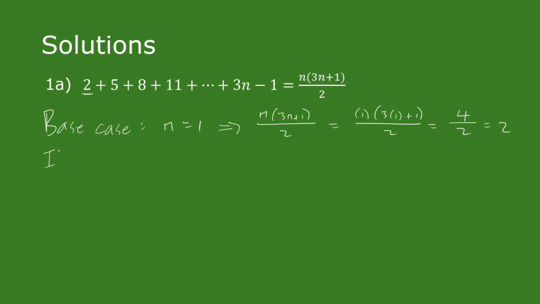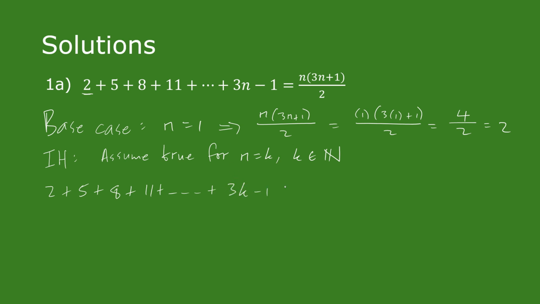Now we do the induction hypothesis. The induction hypothesis says assume true for n is equal to k, where k is just some natural number. So this is 2 plus 5 plus 8 plus 11 plus a whole lot of other terms plus 3k minus 1 is equal to k times 3k plus 1 over 2.